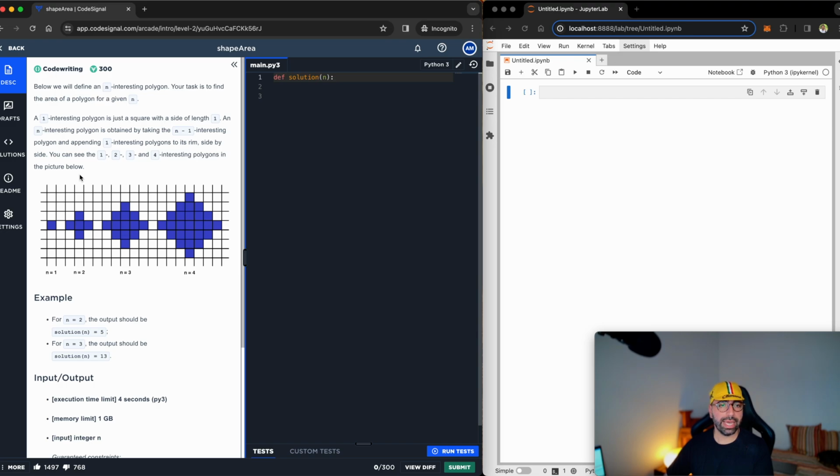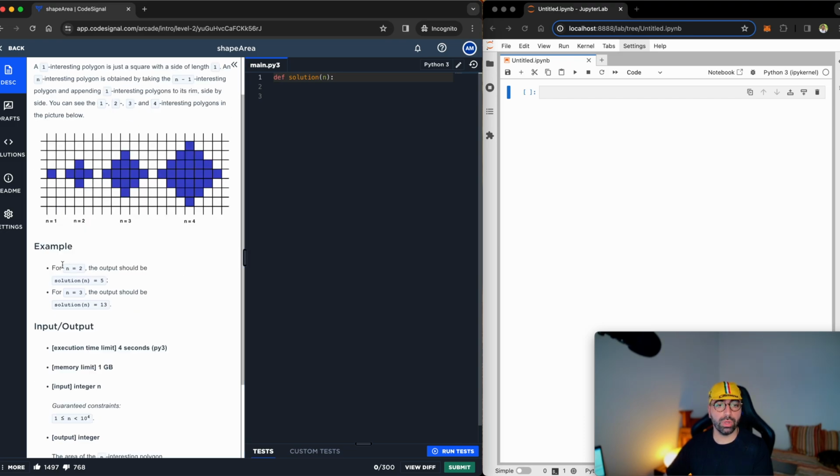So when we say n equals 2, we will take n equals 1 and we will add 1 to the top, 1 to the right, 1 to the bottom, and 1 to the left. When we make it 3, we do the same for every single one of those squares. So in n equals 3, for example, this one will have 1 to its right, 1 to its top, 1 to its left. Same applies to every one of them. So for n equals 2, the output should be 5. For n equals 3, you will have 13 squares.